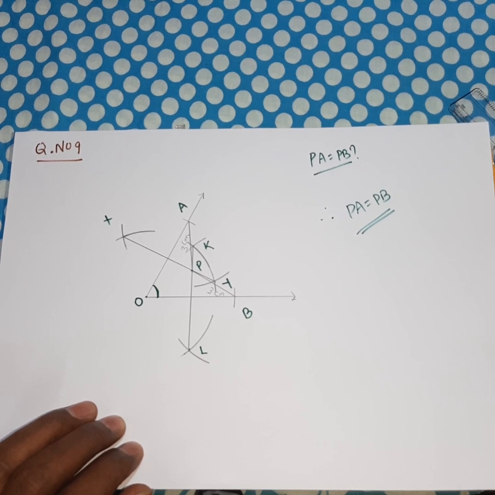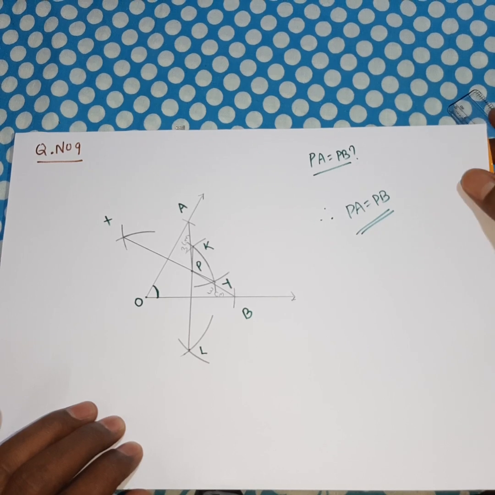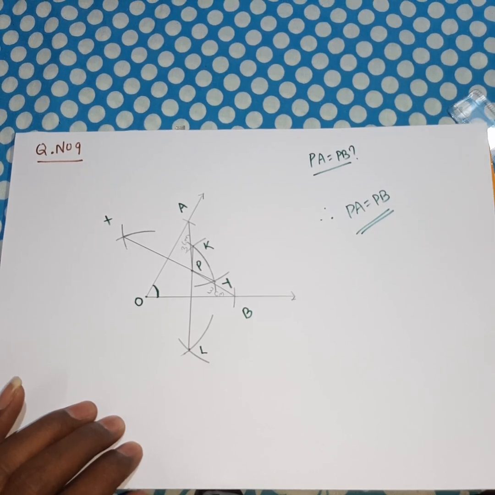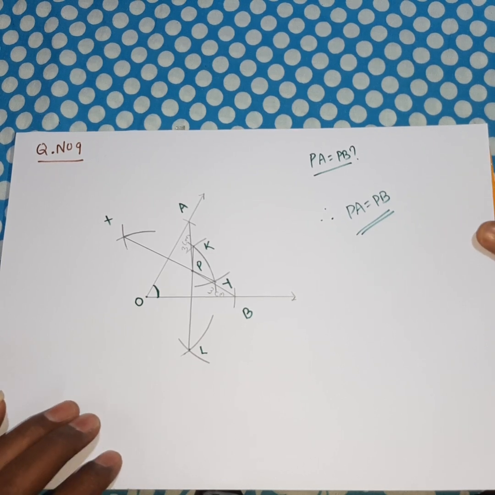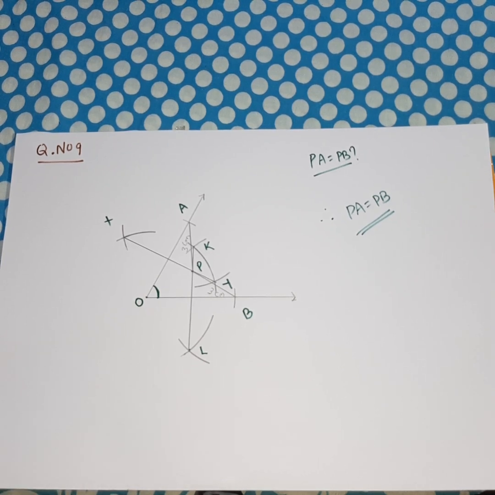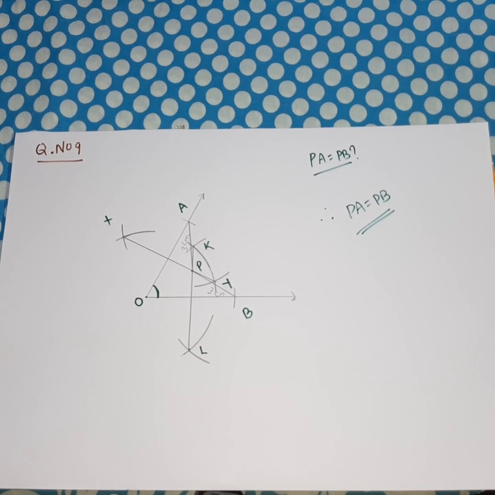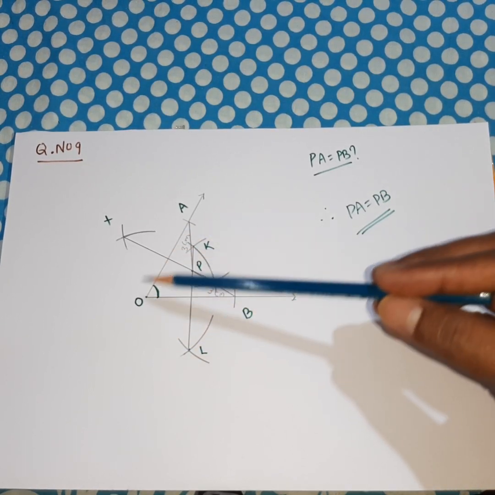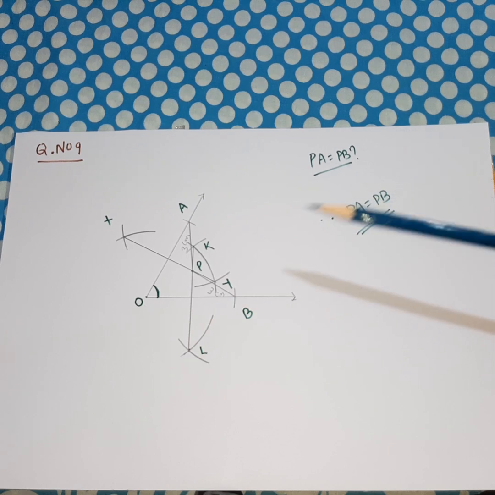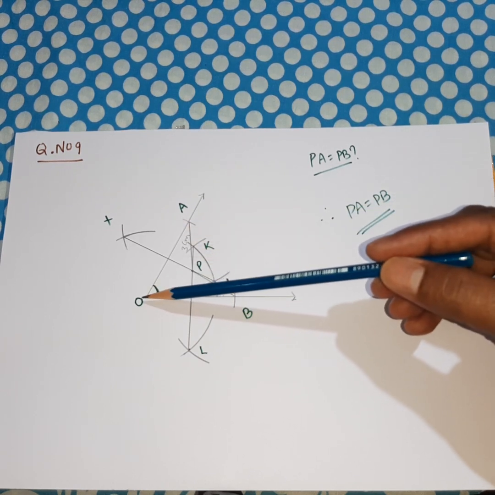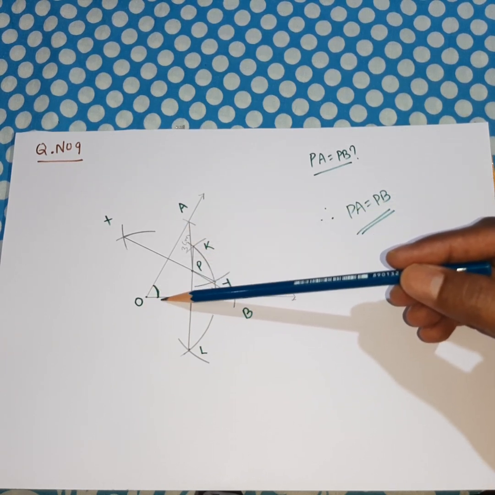Children, see, first of all you need to construct an angle. How to construct an angle? We don't know, because they did not give any angle here. So an angle is formed by two rays meeting at one point. So here OA and OB are two rays. These two rays are meeting at one point O, and this is an angle.